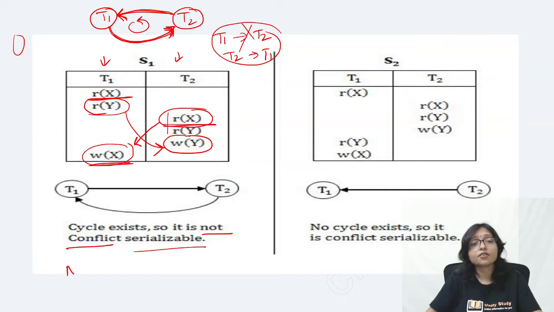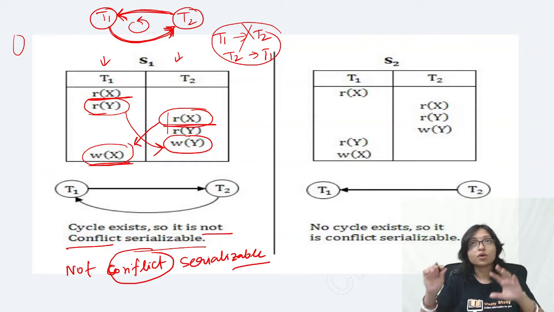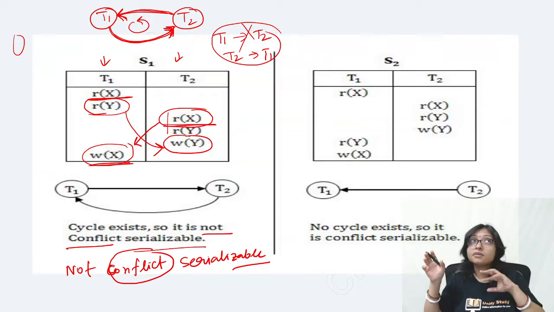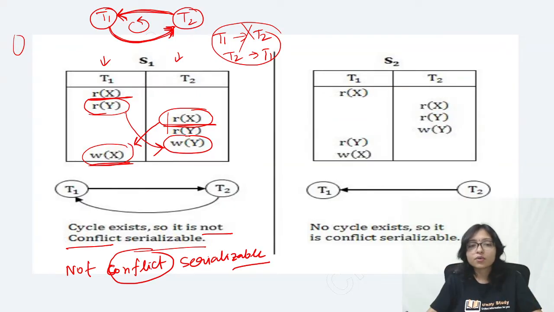Now you are getting confused about this term also: not conflict serializable. You are focusing on the word conflict, and that's why you are getting confused at the time of the question. Means, ma'am, cycle means it is conflict or not conflict? The focus of the topic is not the conflict. The focus of the topic is serializable.